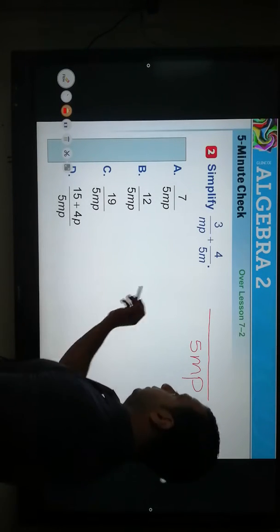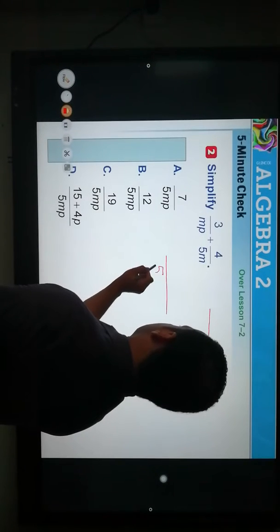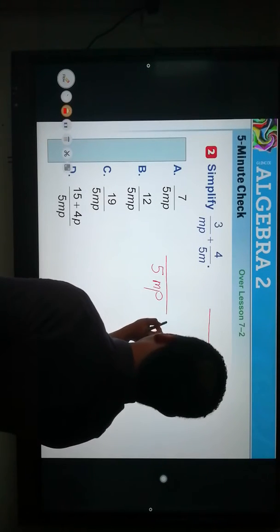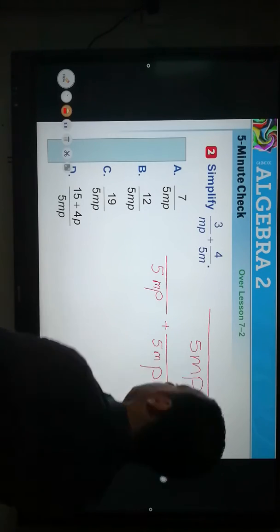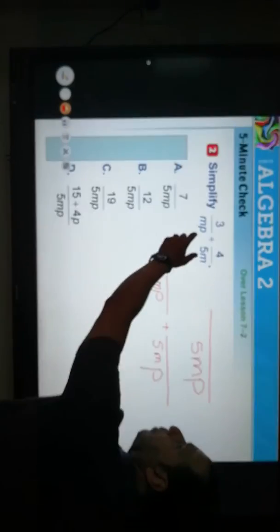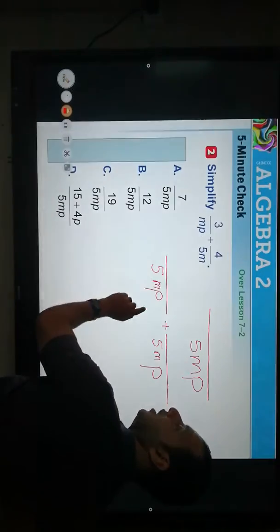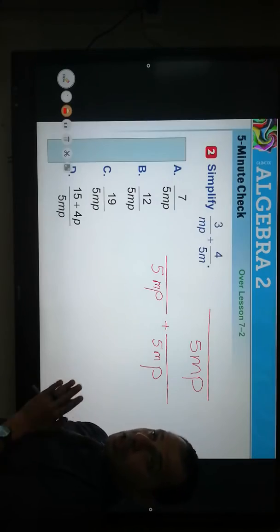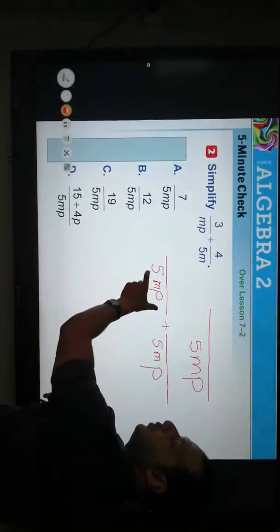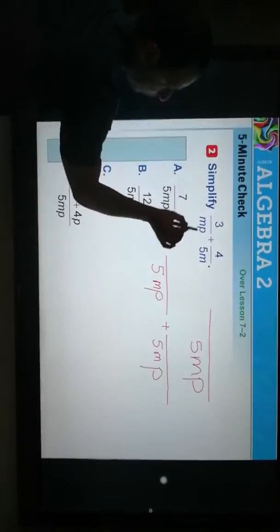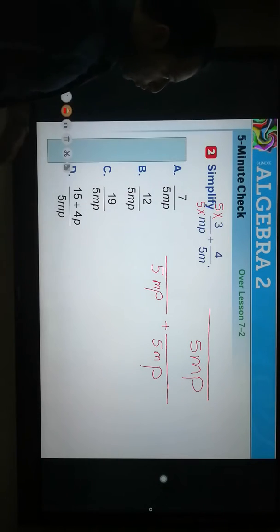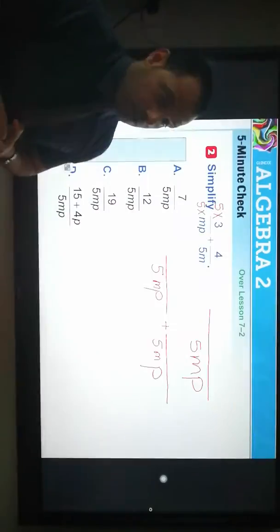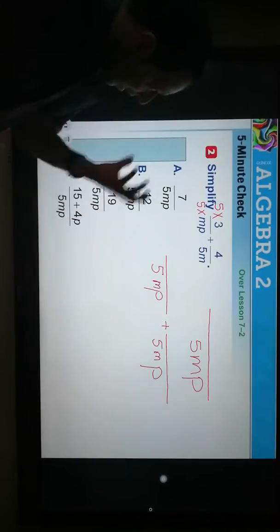What shall I do after that? I have to write the new denominator here, 5mb, and here also 5mb. Pay attention after that. I'm looking at the first rational expression, which is mb. It becomes 5mb, so we multiply by 5 to get 5mb. As you multiply by 5 here, you must multiply also by 5 here, in order to keep the same quantity, just in another form.